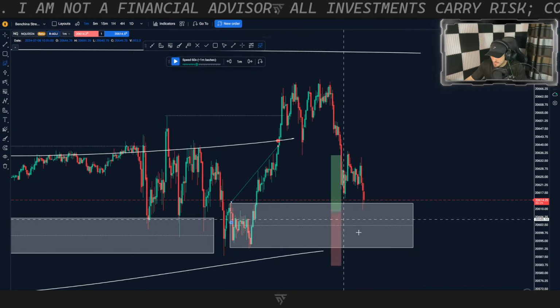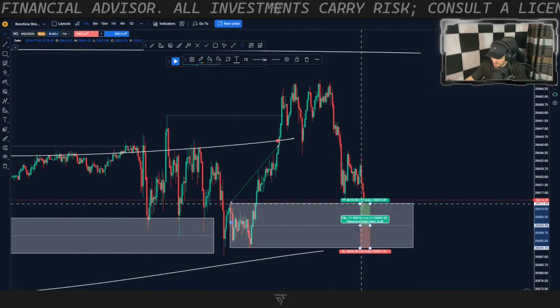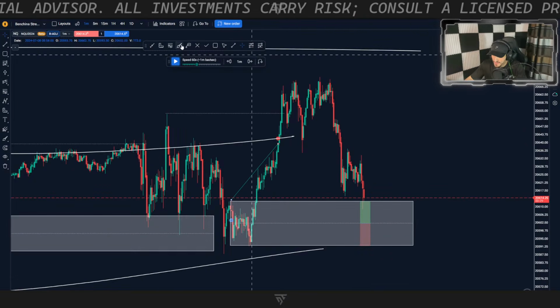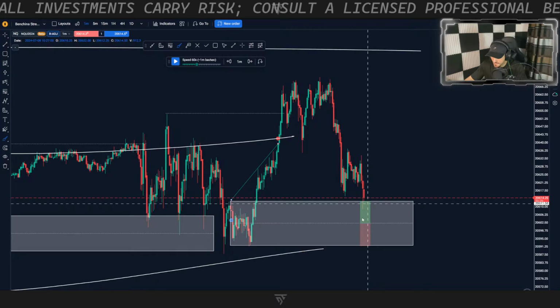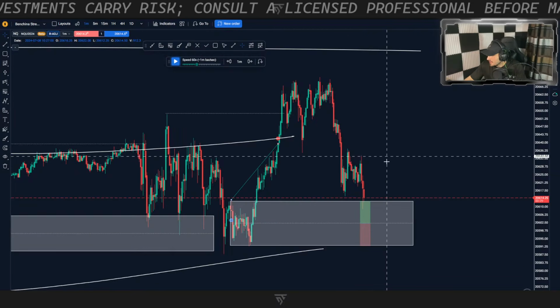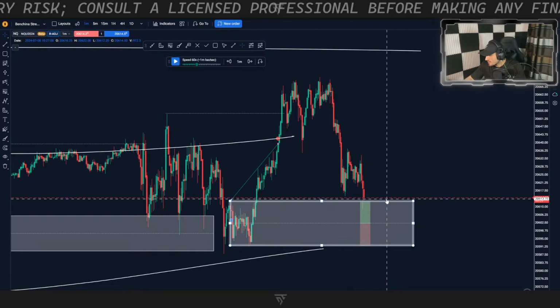So let me see. Hold on. Yeah, this is the long that I would be looking for. Of course, we do have a double top here, which isn't exactly ideal, so I'm not gonna be taking this long. It can still deliver quite well.